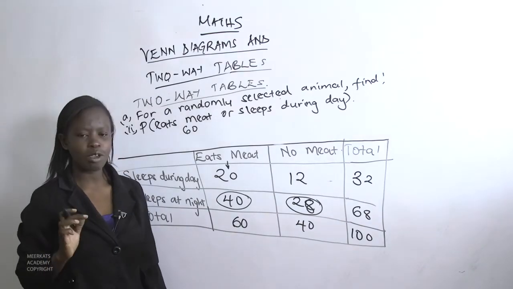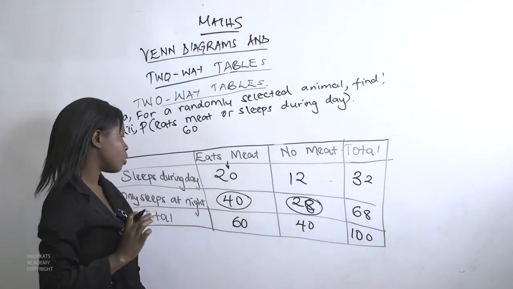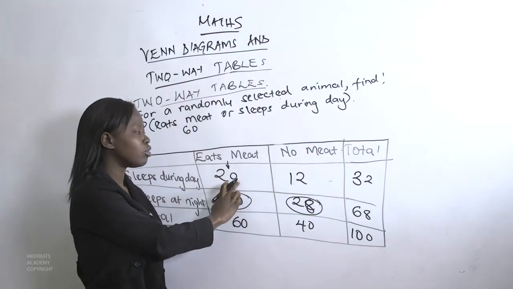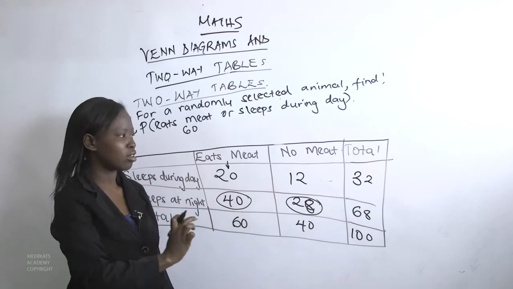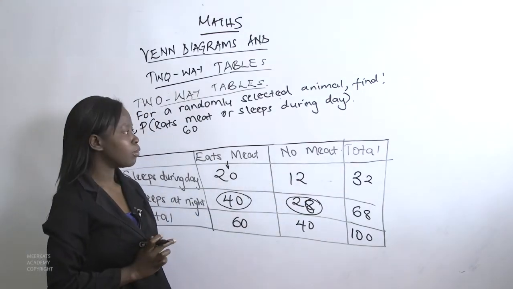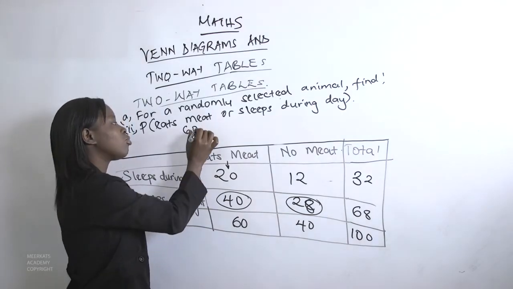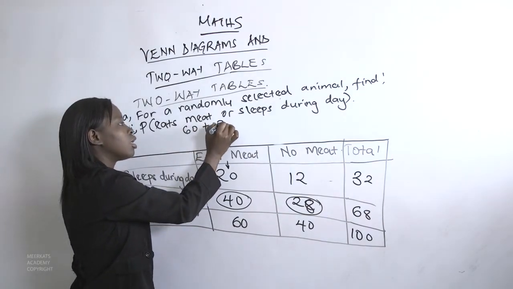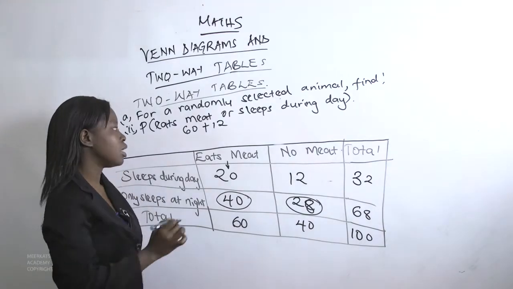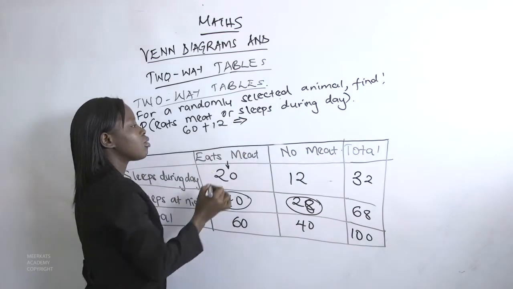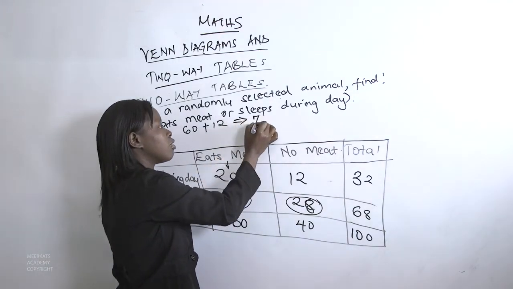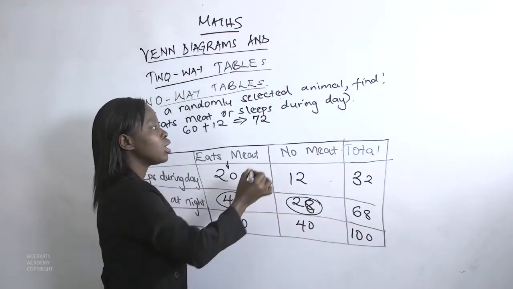So we find out, have we covered all the animals that sleep during the day? We discover that we've only covered 20 among the animals that eat meat. But we also have 12 animals that sleep during the day. So we have to get the total of the animals that eat meat plus those animals that sleep during the day. So we find that the total of animals that either eat meat or sleep during the day is 72.